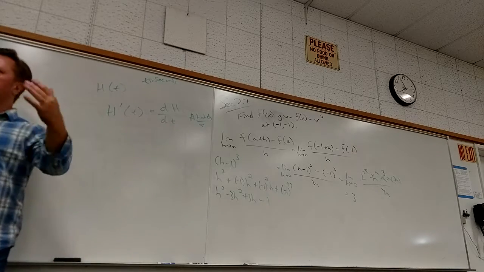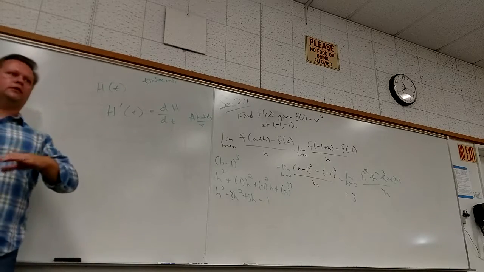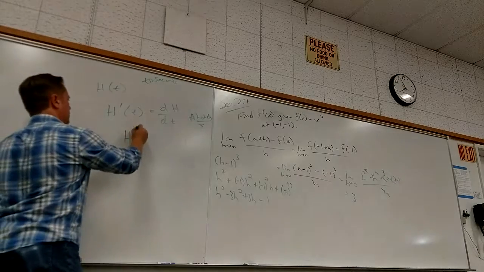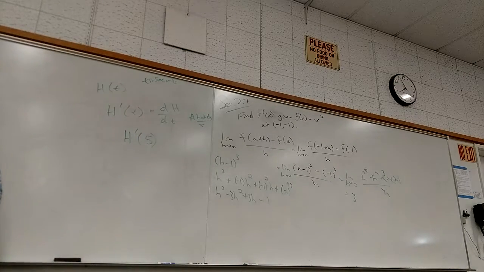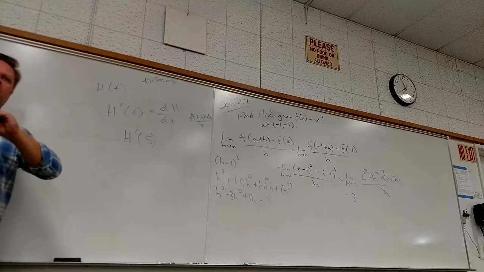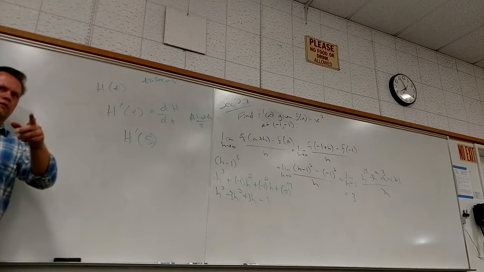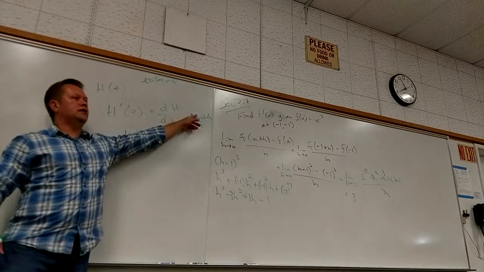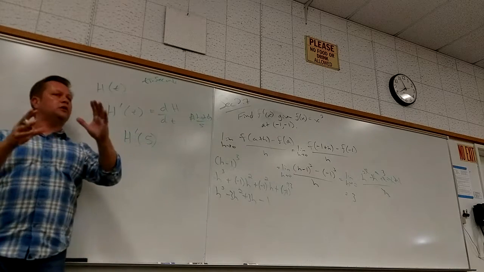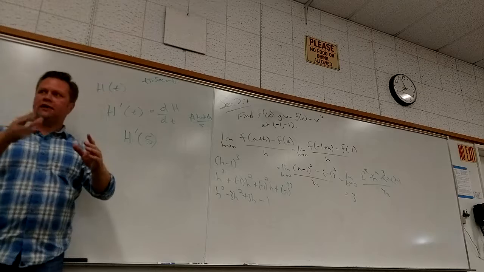And then it can interpret other things. What would h prime of 5 be? Number of hot dogs is projected to be in 5 seconds. No, be careful. It would be the rate at which he's eating hot dogs at t equals 5 seconds. Yes. So it's the rate that he's eating hot dogs at 5 seconds. So the number of hot dogs per second at 5 seconds.